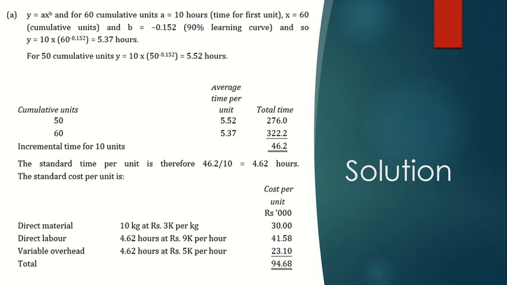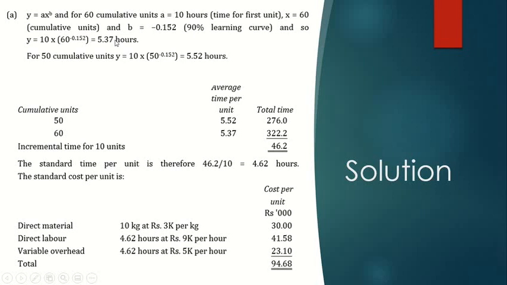So the learning rate is given as 0.9, and we can find the learning index by log 0.9 divided by log 2. So here we find b is minus 0.152. Now we can apply the formula y equals ax to the power b. Y equals 10 into 60, the end of fourth quarter output, to the power b, so we get 5.37 hours. This will be the cumulative average time if we are producing 60 units.